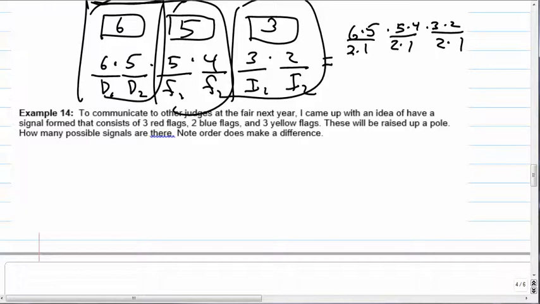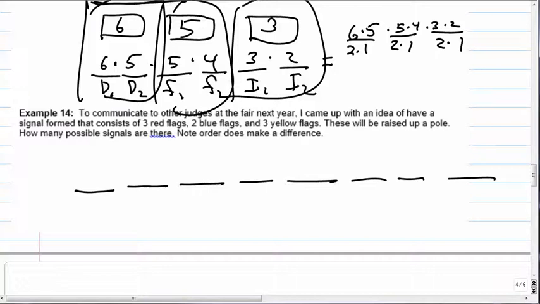So, what's going to happen? I need to build a signal. There's a total of 3, 4, 5, 6, 7, 8 flags. I'm going to be choosing 1, 2, 3, 4, 5, 6, 7, 8. I'm going to have to order these flags, correct? I'm going to raise these flags up on a flagpole, and I'm going to be ordering. There are 8 flags.